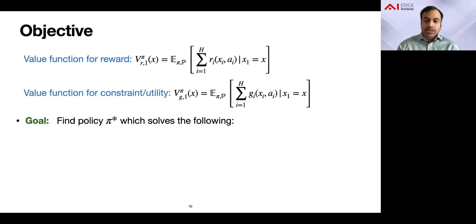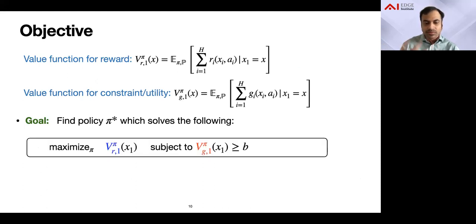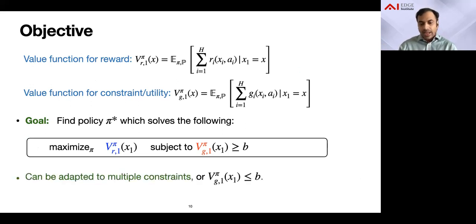Now what is the objective in this CMDP? You have the value function for rewards, accumulating reward from steps 1 to capital H, and you're also accumulating utility from steps 1 to H. What do you want to solve? This optimization problem: you want to maximize the expected cumulative reward, subject to the constraint that the expected cumulative utility is greater than or equal to some threshold. You can also add multiple constraints, or if you're thinking of cost, the expected cumulative cost is less than or equal to some threshold. This is also possible.